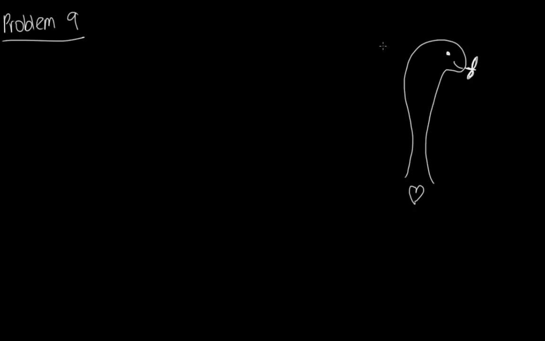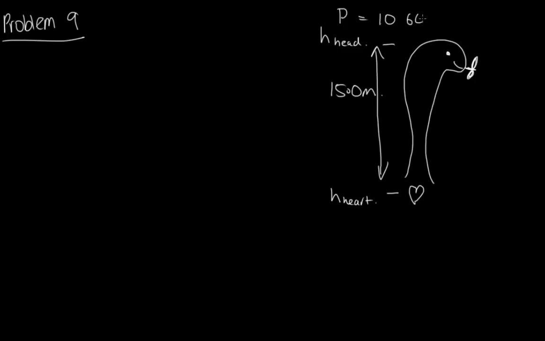There he is, and this distance we're assuming is 15 meters, and this is the height of its head, and this is the height of its heart. If a dinosaur's brain was 15 meters above its heart and the brain required a blood pressure of, okay, so here it is, the blood pressure is equal to, let's do it in pascals, 10,640 pascals. So this is the pressure in the head. We're asked what pressure would the dinosaur have at its heart?